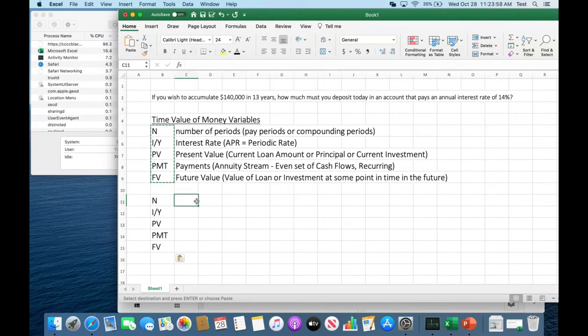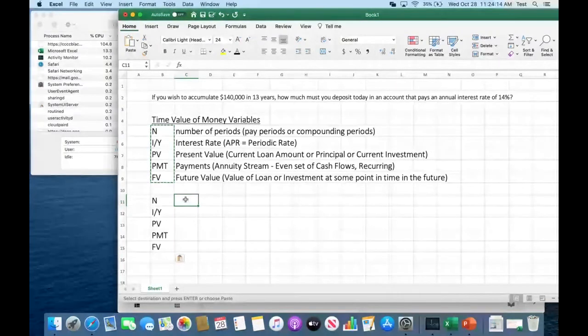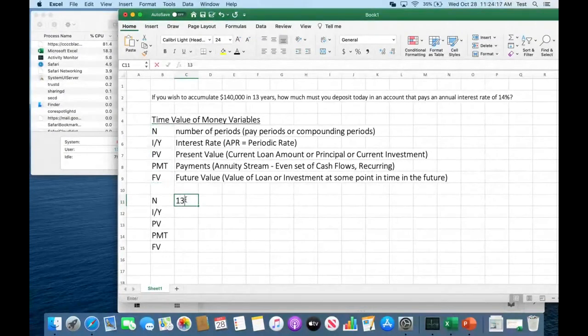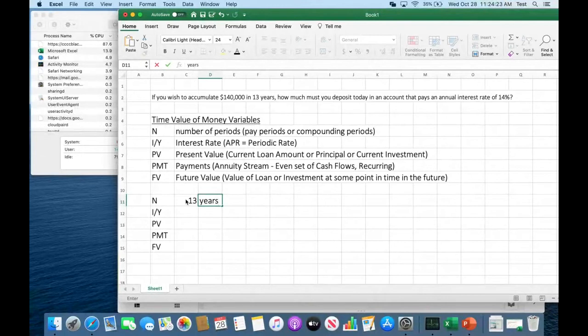Okay. So if you wish to accumulate 140,000 in 13 years. So remember, N represents the number of periods. All right. And so right now, that's a time variable, right? It's the only time variable that we're dealing with. And so anytime you are given in a word problem a specific amount of time, that's going to likely go with N. Now we may need to redefine N, and we'll talk about situations when that happens. But for now, I just want you to get used to assigning your variables.